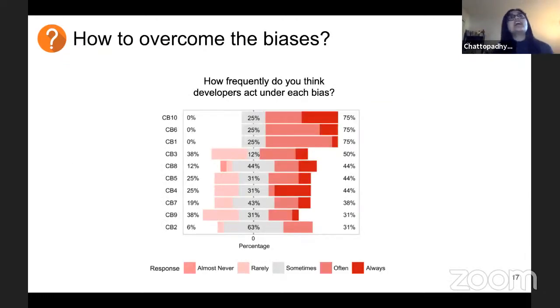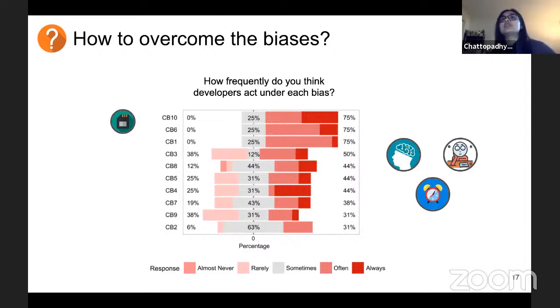So then we went out and asked the developers, how frequently do you think developers act under each of these biases? On the left side, CB10, CB6, these are the bias categories, and memory bias, which is CB10, was the one where most developers believed, 75%, that developers often or always act under memory bias. The second, third, and fourth are the preconception, fixation, and convenience bias that we talked about earlier.